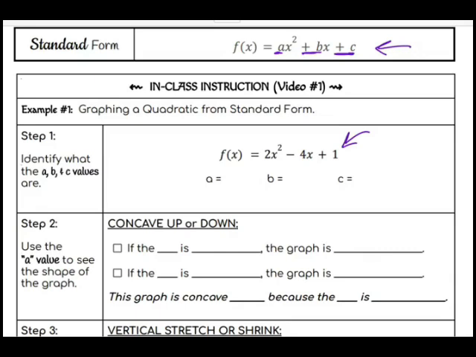So when I look at my example here, I've got a positive 2 for my a, a negative 4 for the b, and a positive 1 for the c. Of course, you don't have to write positive, but I am just for this first example here.